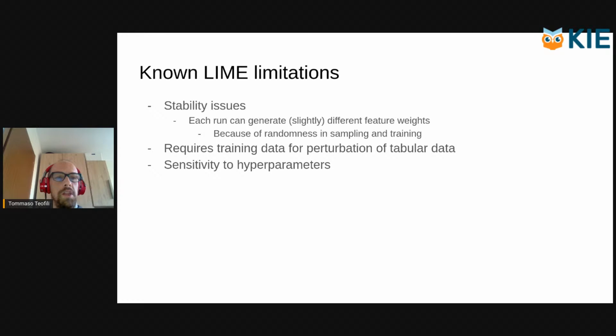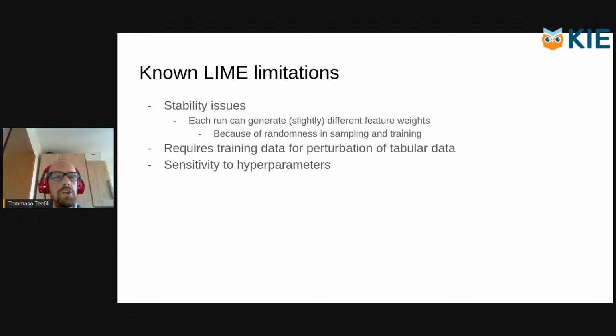However, there are some known limitations. Stability issues. Of course, in different runs, the process of generating samples is randomized. So in each run, you can generate slightly different feature weights because the samples are actually different. So the trained linear model might be different on each run.